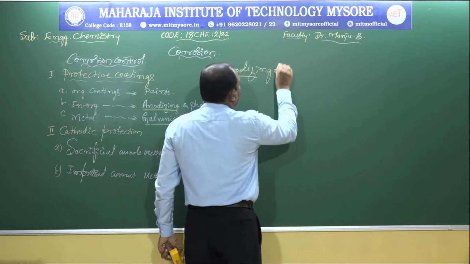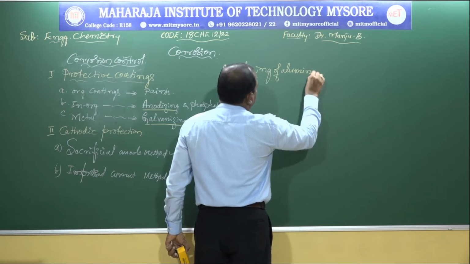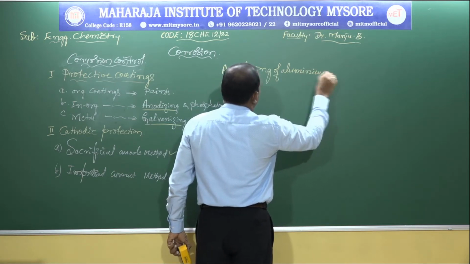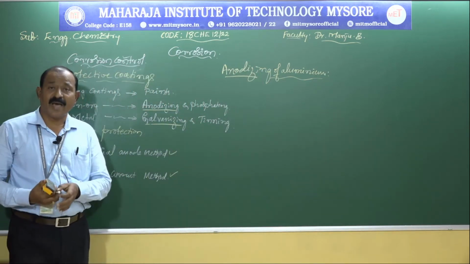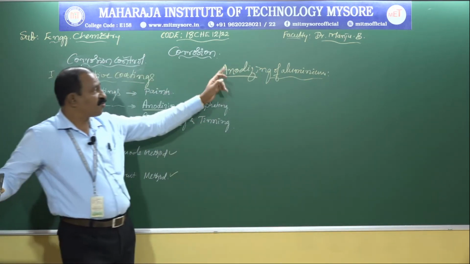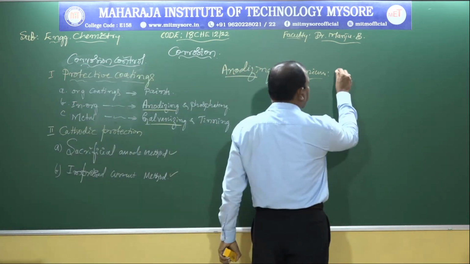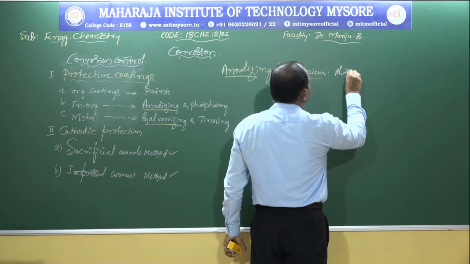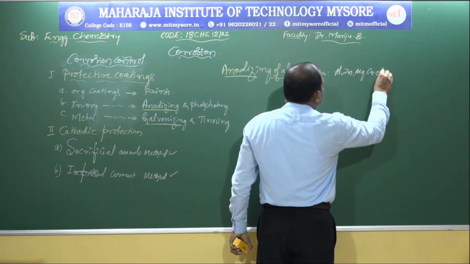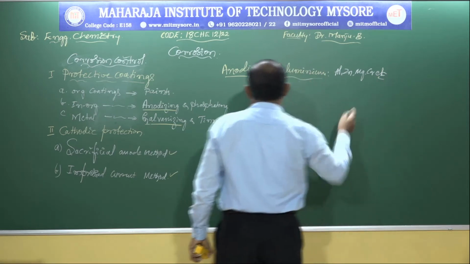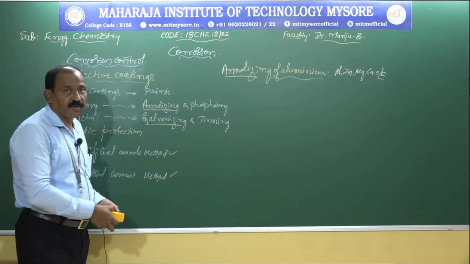Anodizing of aluminum. First, you have to understand what is meant by anodizing. Anodizing is the process of coating of anodic metals like aluminum, zinc, magnesium, chromium, etc.